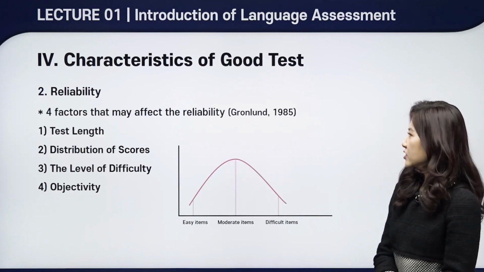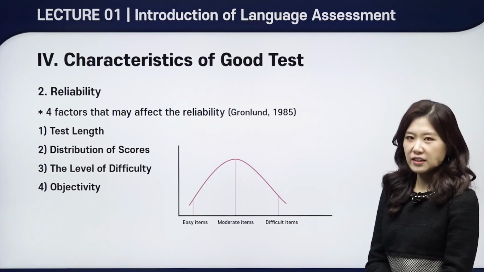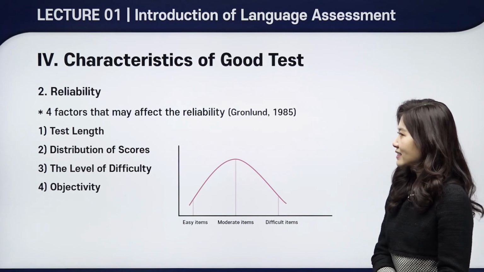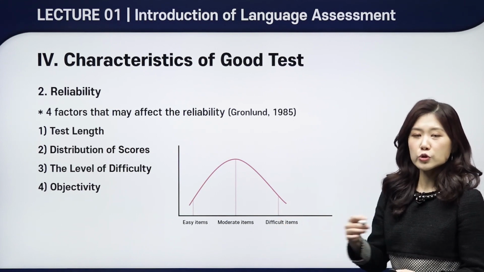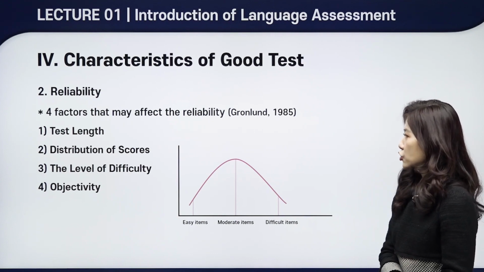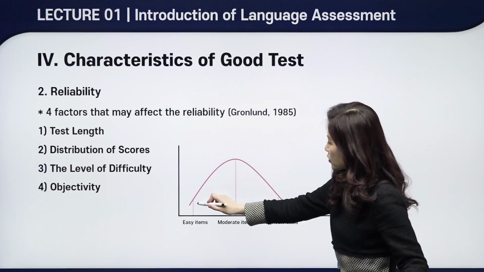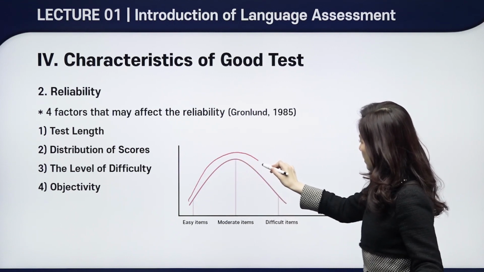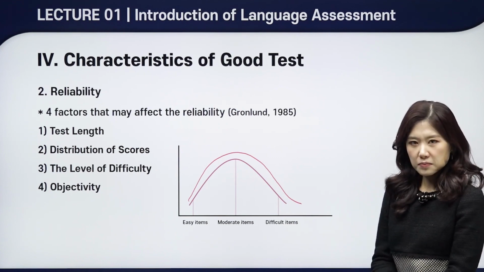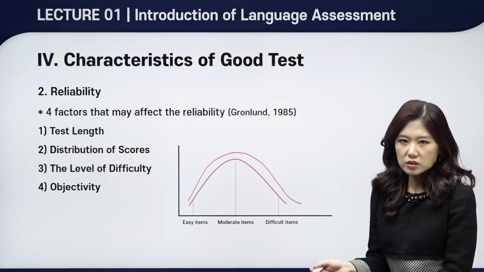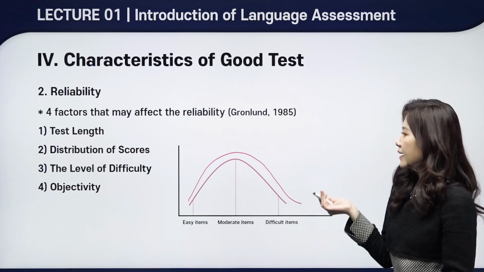Okay, 4 factors that may affect reliability. Let's have a look at these 4 elements. First, test length. We have to make sure that the test is not too long or too short. Distribution of scores. We have to make sure that the scores are distributed in this way, making a nice bell curve. The level of difficulty. The test should not be too difficult or too easy, which would not serve its purpose. And objectivity.